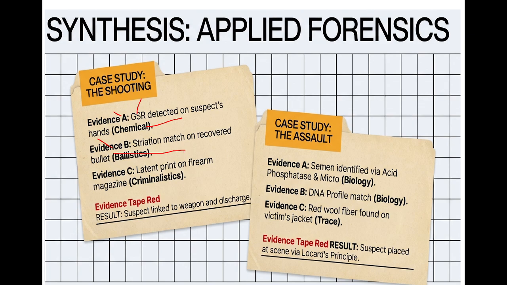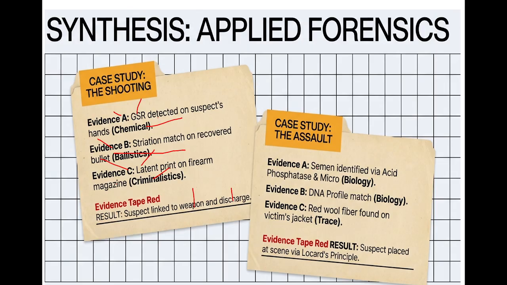Okay, they match each other. Evidence C, third type of evidence, latent print on firearm magazine. This is criminalistics. So we have chemical, ballistic, and criminalistic evidence: fingerprints on the magazine or on the handle or on the trigger of the gun. So this way we link the suspect to the weapon and to the discharge.